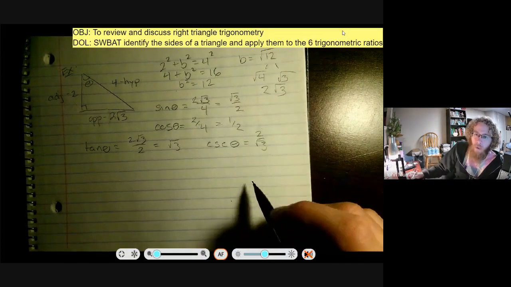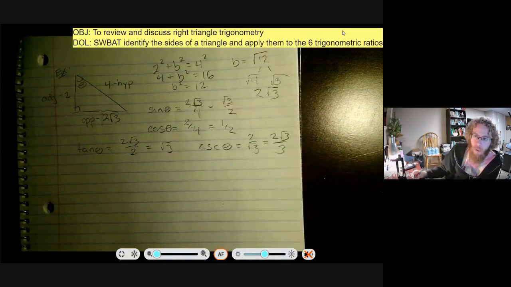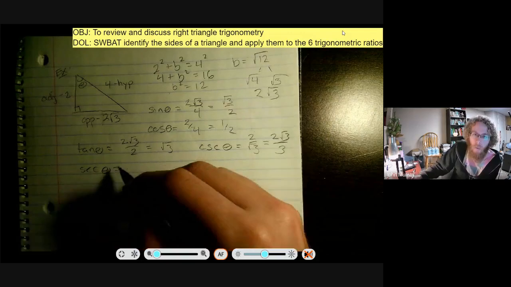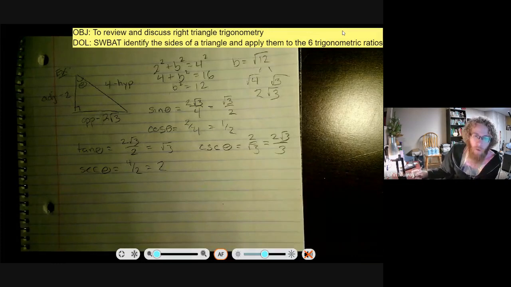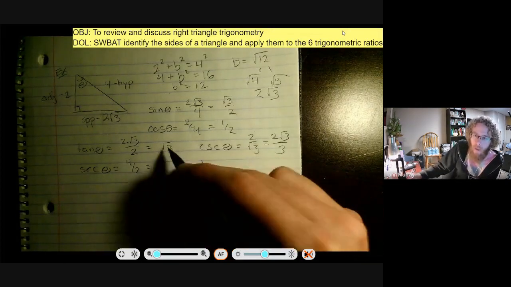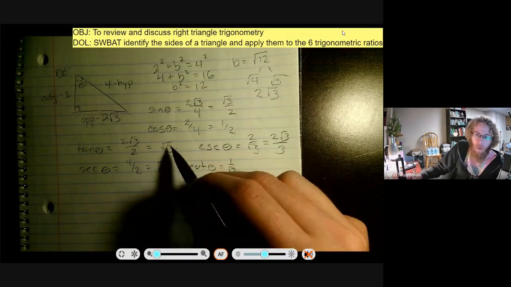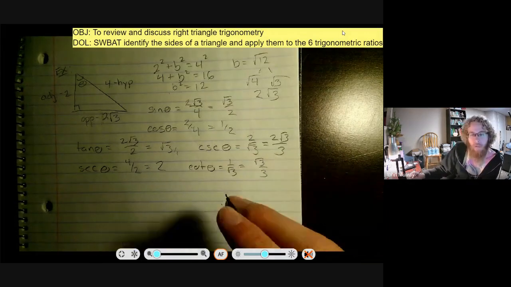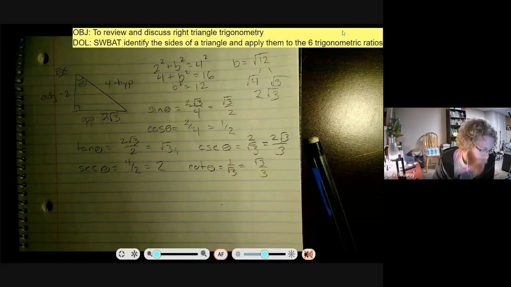Well, here we have that issue. I don't like that root 3 in the denominator, so we're going to change that to 2 root 3 over 3. Remember how we did that yesterday. I'll just finish it off. Secant would be 4 over 2, which would just be 2. And then cotangent is 1 over root 3, right? Because this would be over 1. We flip that, which would change to root 3 over 3. Okay, any questions?